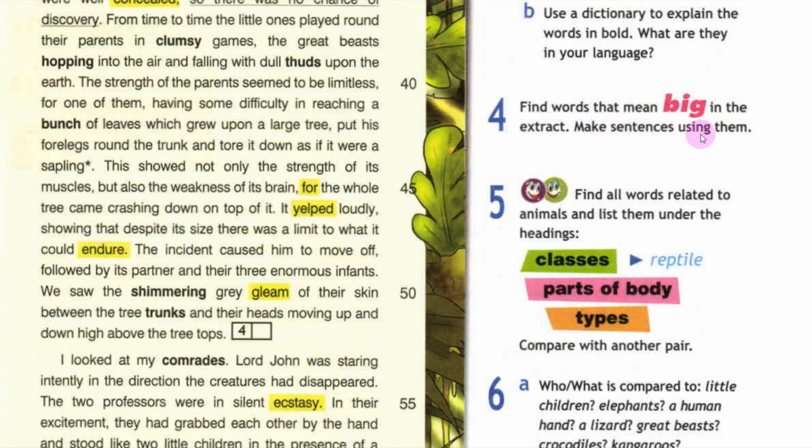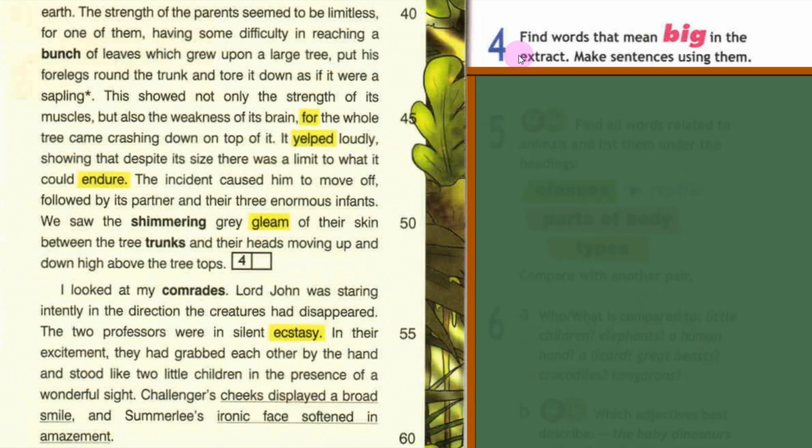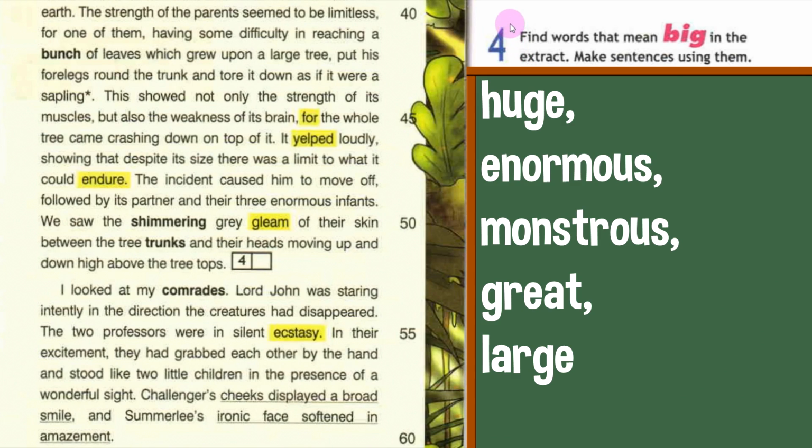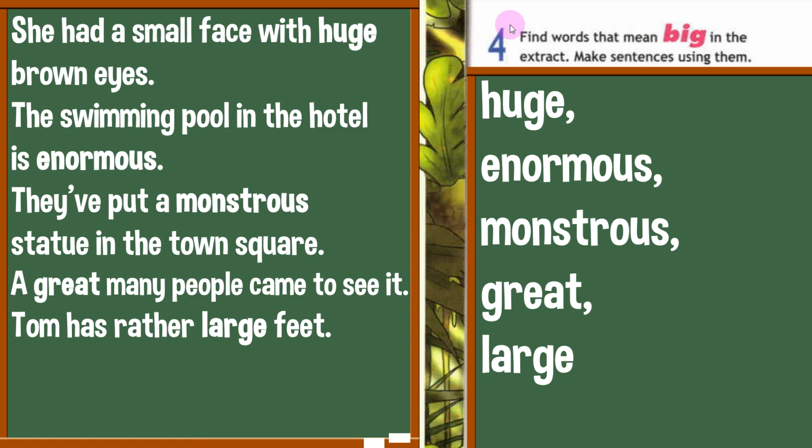Make sentences using them. Найдите слова, которые выражают значение большой в отрывке, и составьте с ними предложение. And the words are huge, enormous, monstrous, great, large. And the sentences: She had a small face with huge brown eyes. The swimming pool in the hotel is enormous. They've put a monstrous statue in the town square.